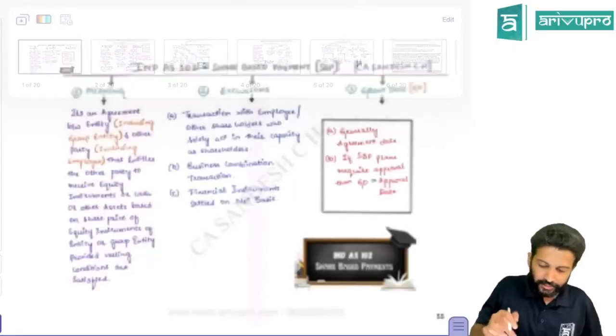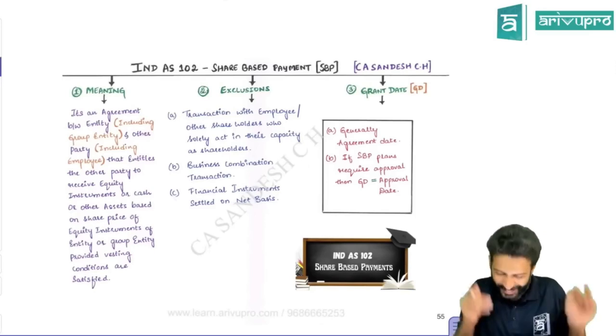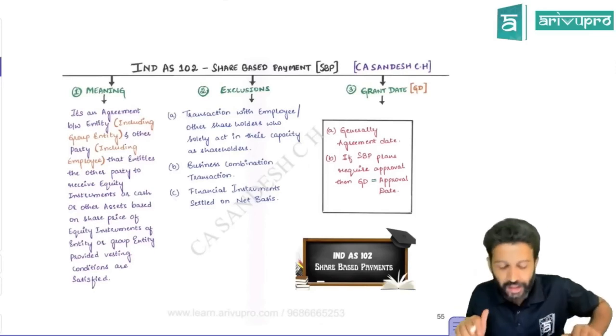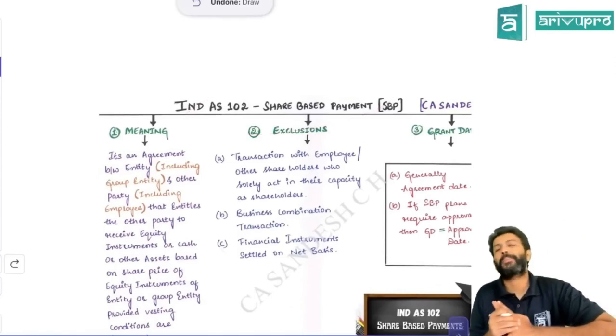So the next standard that we are taking is, anyway, you liked SBPR, prorated SBPR so much now, so we'll take up the topic fully. The next topic we are revising is IND AS 102, share-based payment.